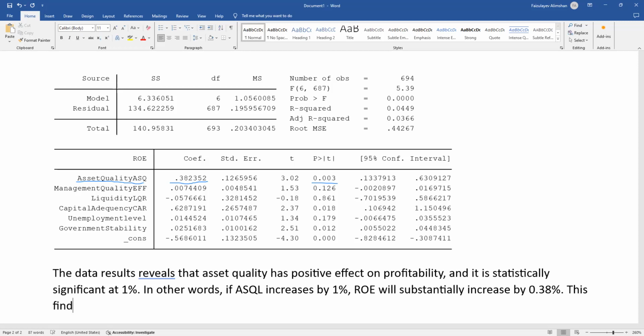These findings are consistent with Furu et al. 2023.